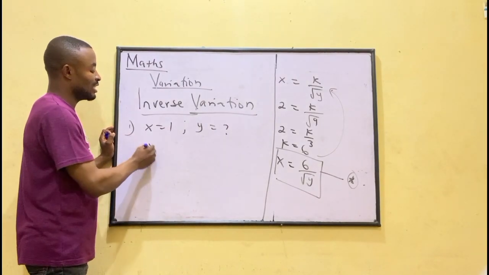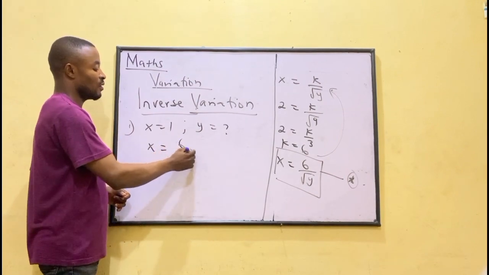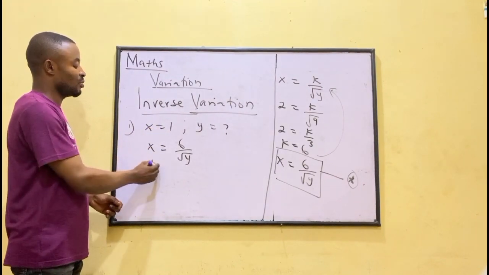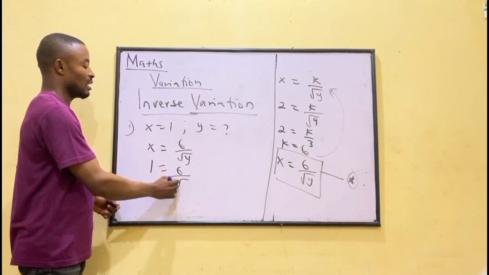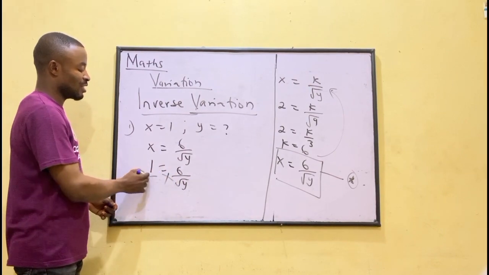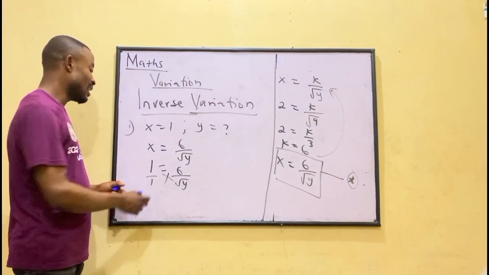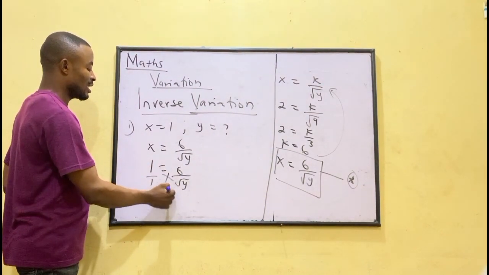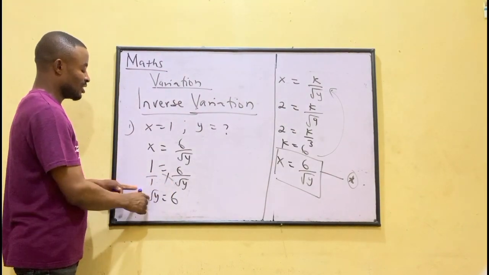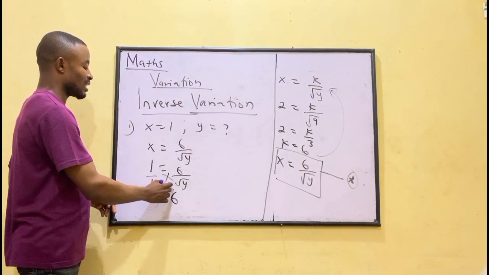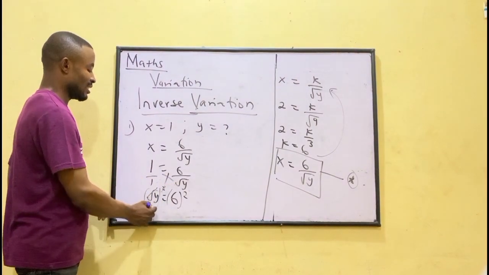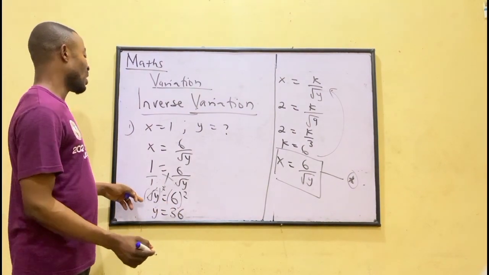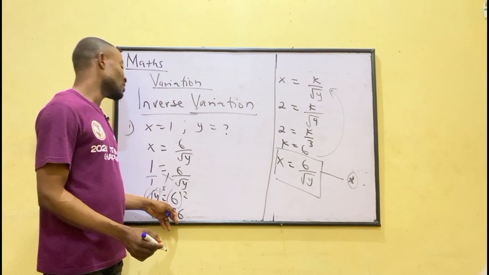You already know that x is equal to 6 over root y. So you come to this place where x equals 1 is equal to 6 over root y. You cross multiply. Of course, you can make this 1 over 1. You're following. So this will give you root y being equal to what? 6 times 1, which still gives you 6. So how do you remove the root? You square both sides. This will cancel out the root. You have y being equal to 6 squared, which gives you 36. So when x is equal to 1, y is equal to 36.